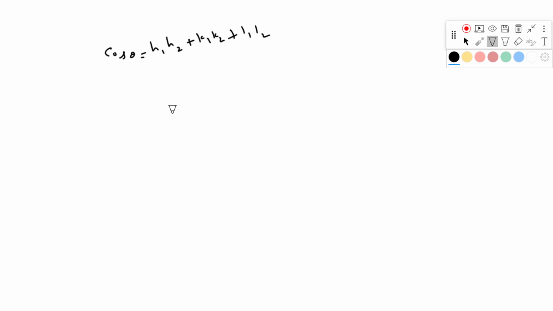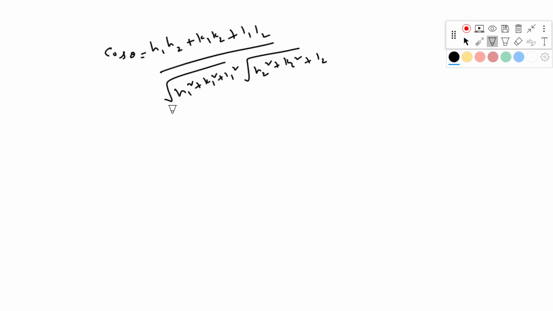So the formula is cos theta equal to h1 h2 plus k1 k2 plus l1 l2 over root over h1 square plus k1 square plus l1 square, root over h2 square plus k2 square plus l2 square, right? I can't write the question again here. If you want, please go through that mock test link and see the question paper, right?